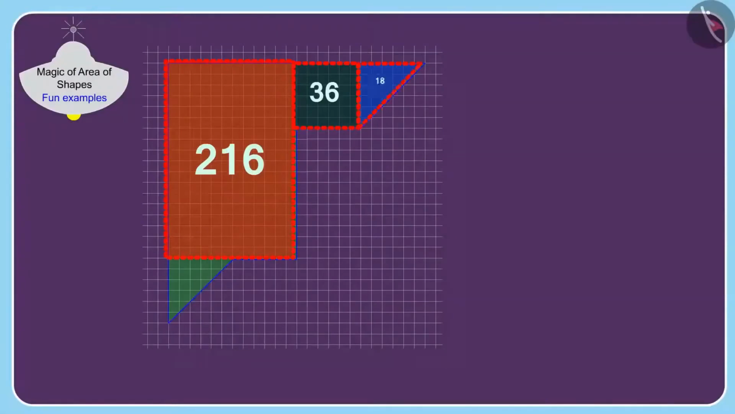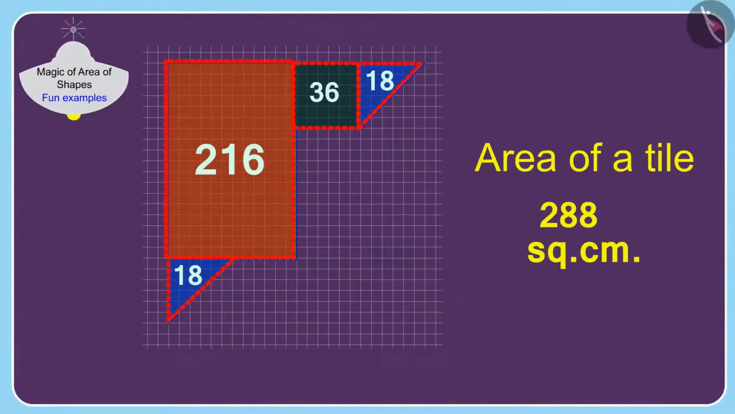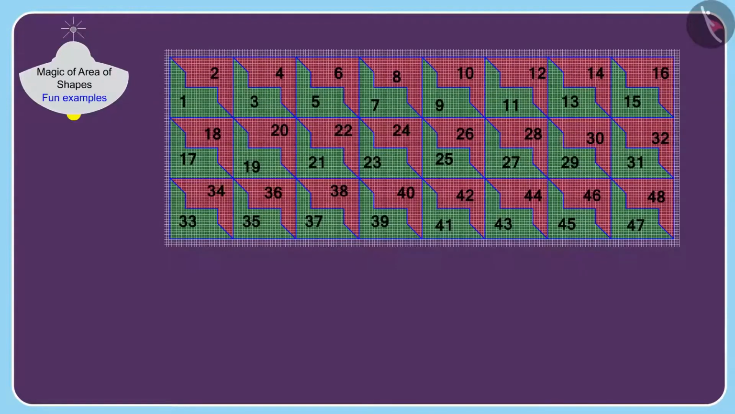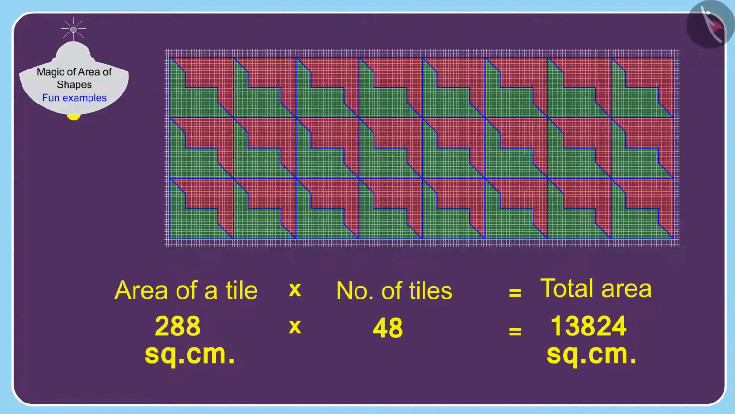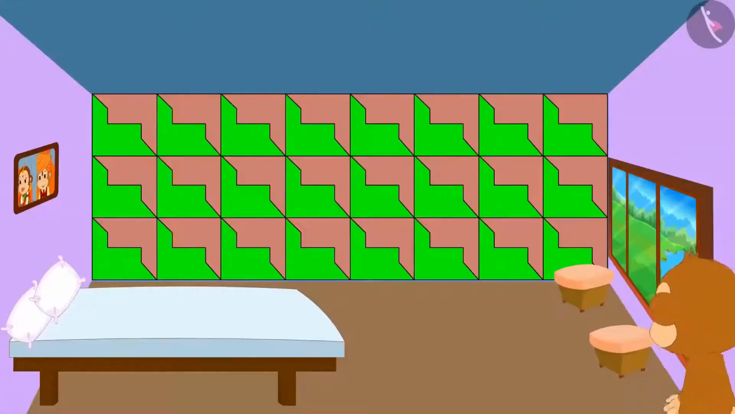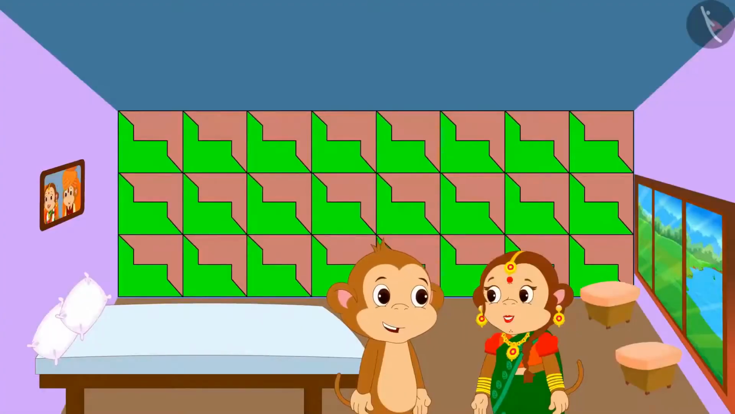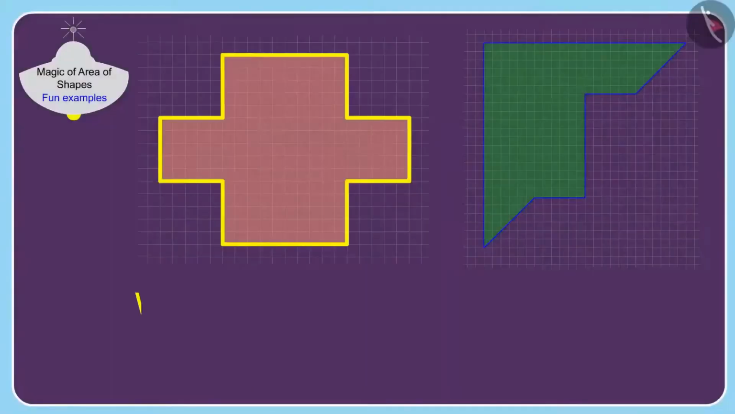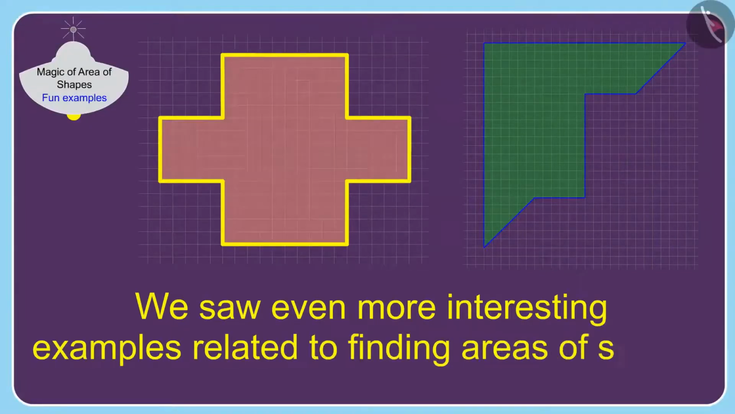First, we will find the area of a tile in this way. The area of a tile is 288 square centimeters. Banno has used a total of 48 such tiles to decorate the wall. Therefore, the area of the wall will be 288 multiplied by 48, which is 13,824 square centimeters. When Babban saw the wall decorated by Banno, he was very happy and thanked Banno for decorating their room so beautifully. Children, in this video we saw even more interesting examples related to finding areas of shapes.